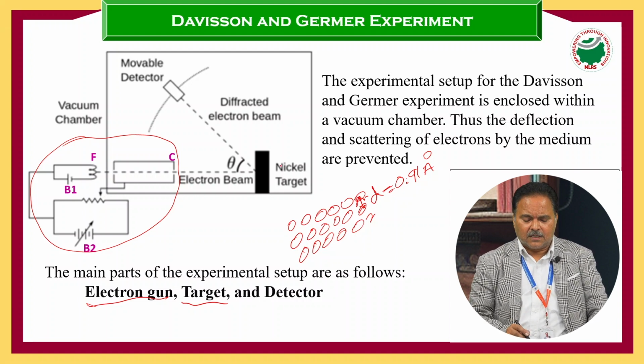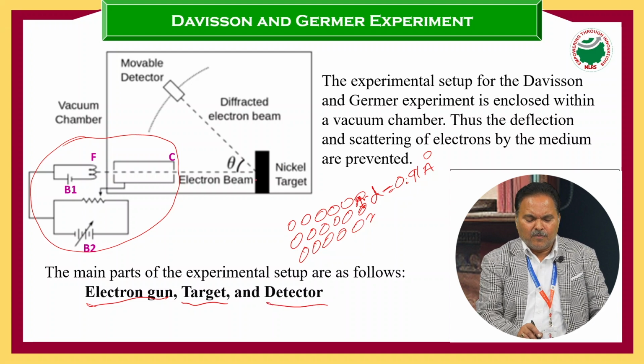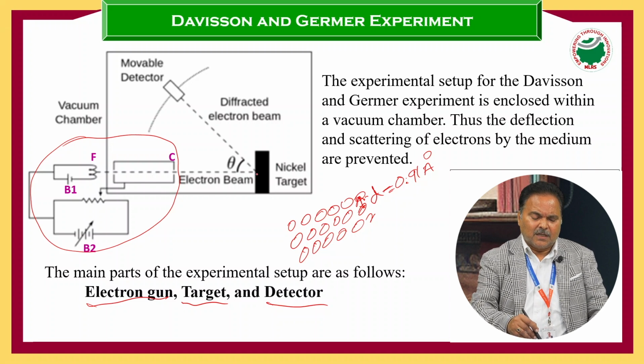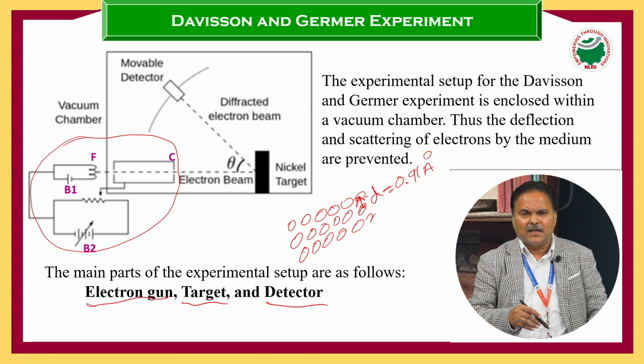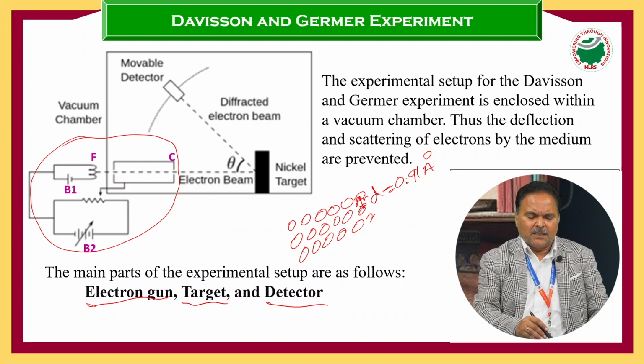Another part is the detector, which is a movable detector. Once the electron beam is incident on the nickel target, the electrons will be scattered in all directions. The movable detector moves only along a semicircular arc. Then they collect the intensity of those electrons.